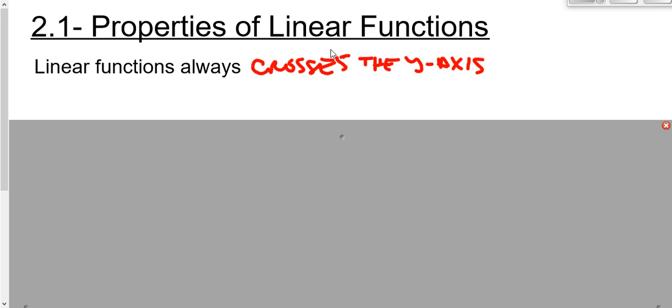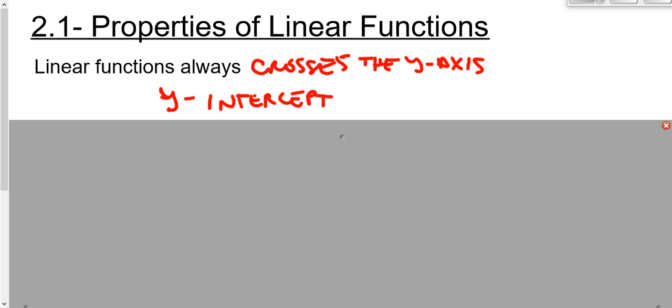And when it hits the y-axis, that's what we call the y-intercept. So that's the point where a line crosses or touches that y-axis. That's the y-intercept. And every linear function is going to do that.